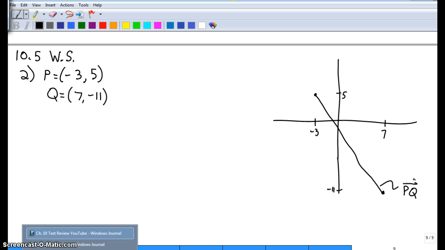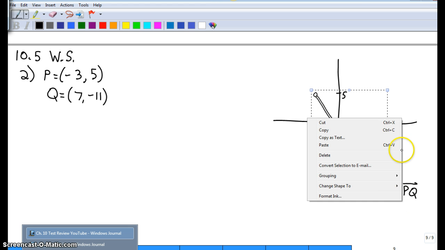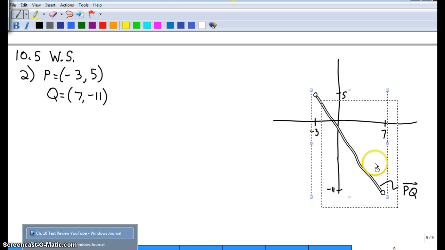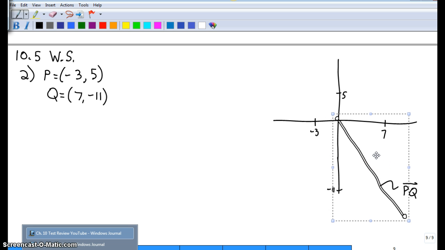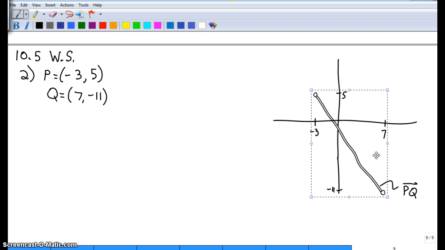Vector PQ. What we want to do is basically take and move this. Maybe I can even do it here. Yeah, there we go. What we want to do is be able to move that vector so that its endpoint starts at the origin. So geometrically, graphically, however you want to look at it, that's physically moving that line so that one end starts at the origin. So how do you do this algebraically?